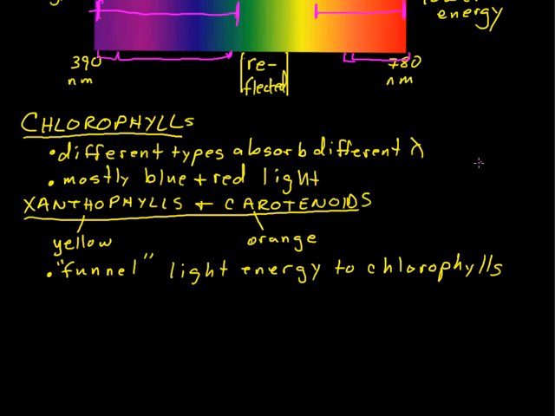A final point to make about these pigments is, within a leaf, these pigments are very numerous, and they tend to be clustered inside a chloroplast into groups, and these groups are called photosynthetic units, and they're just groups of hundreds and hundreds of chlorophyll pigments and also some xanthophylls and carotenoids mixed in.